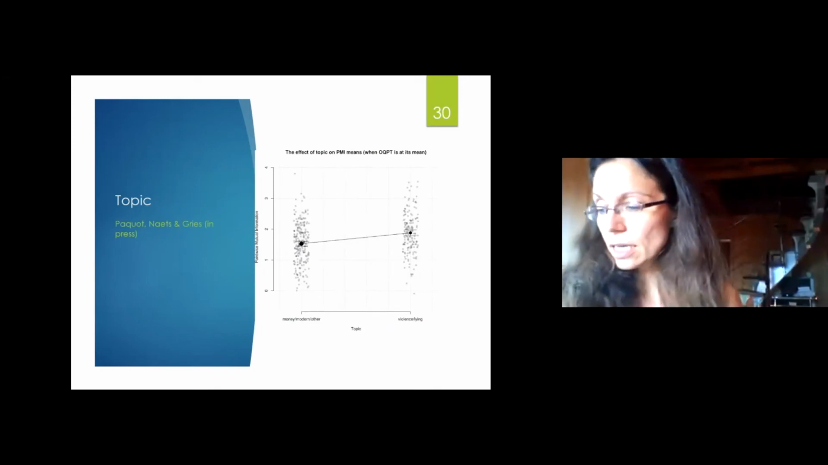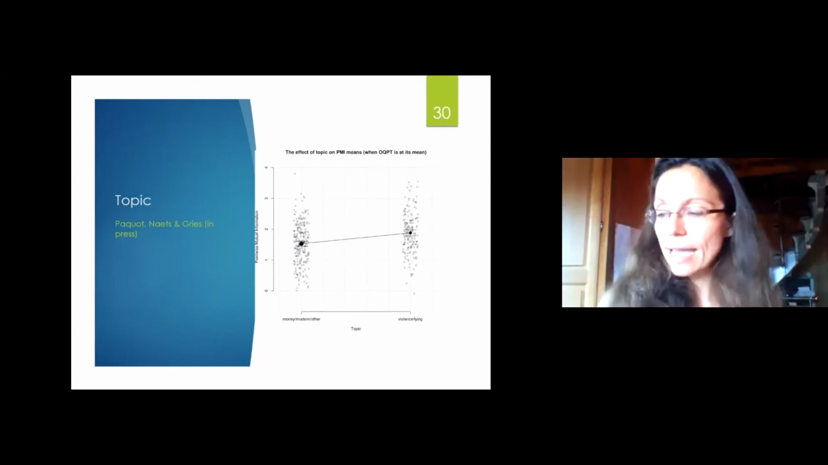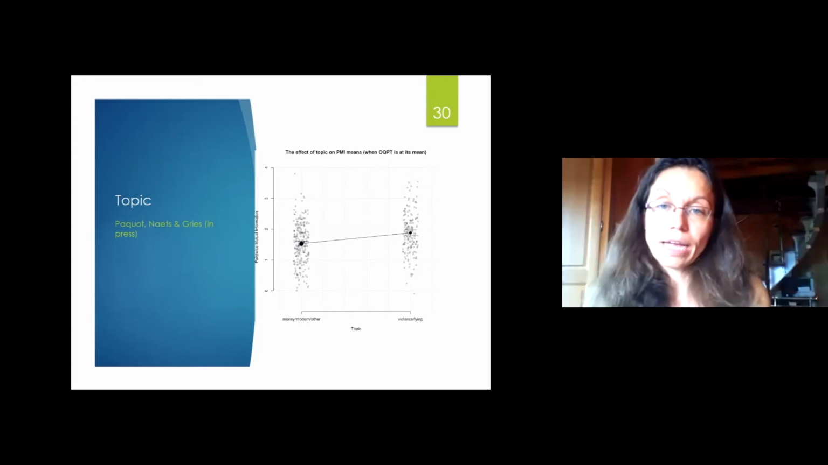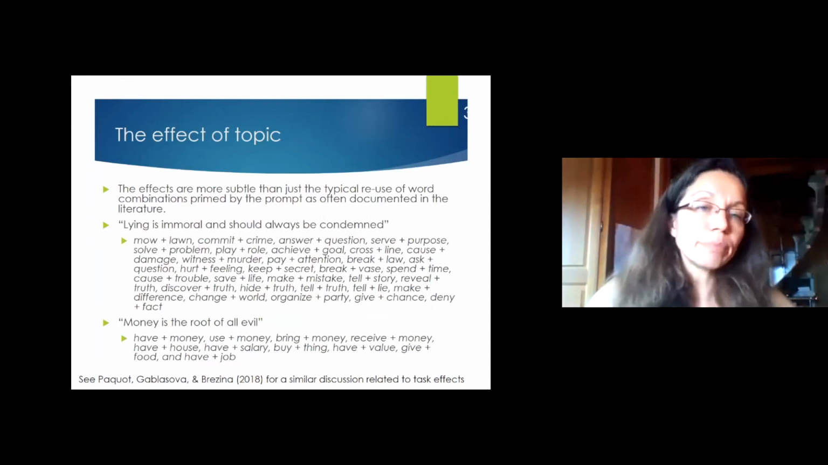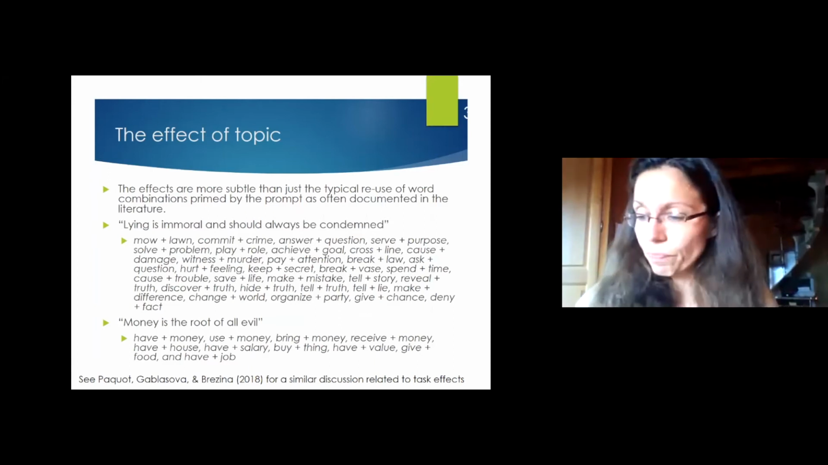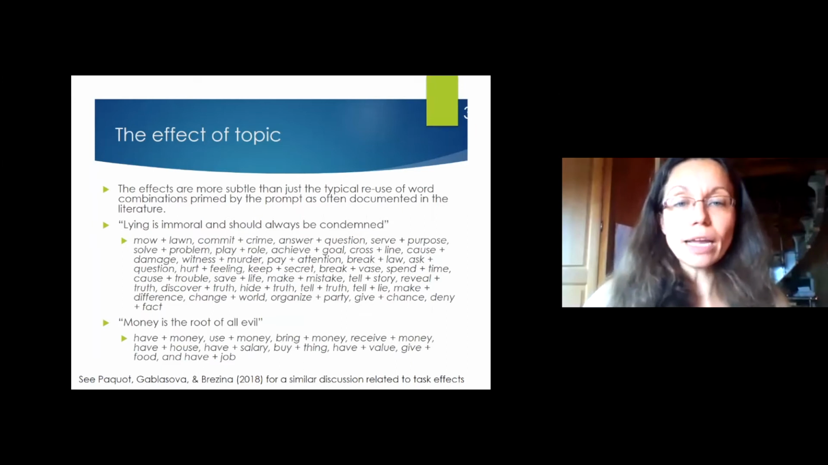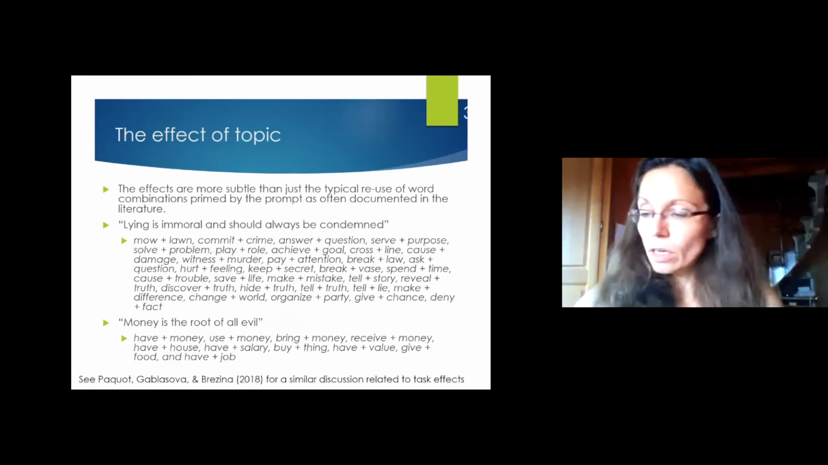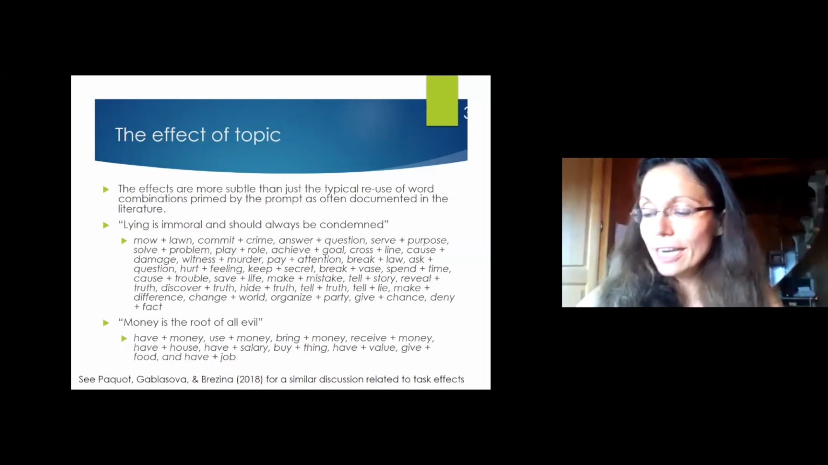So one of the main findings in the study is the significant effect of the prompt on the mean MI scores, with essays on violence and lying featuring a higher mean MI value than the other essays. And the effects of topic are actually way more subtle than just the typical reuse of word combinations primed by the prompt, as often documented in the literature. From the examples on this slide, you can see that the lying prompt, lying is immoral and should always be condemned, seems to mobilize a wide range of semantic domains and less frequent words: loan, lie, truth, goal, murder, secret, trouble, which can be explained by the variety of lying examples and anecdotes that are found in such essays.